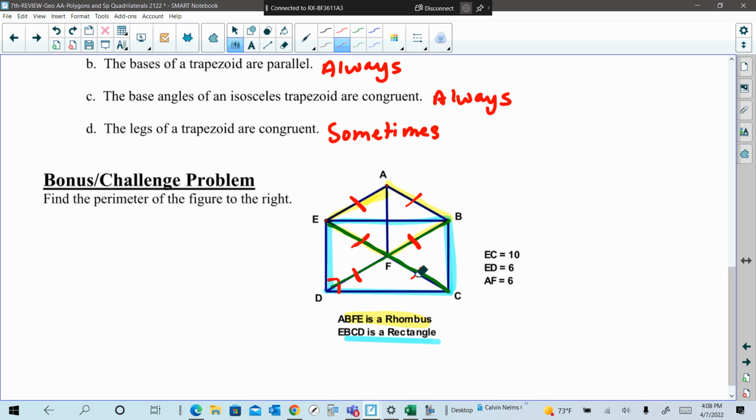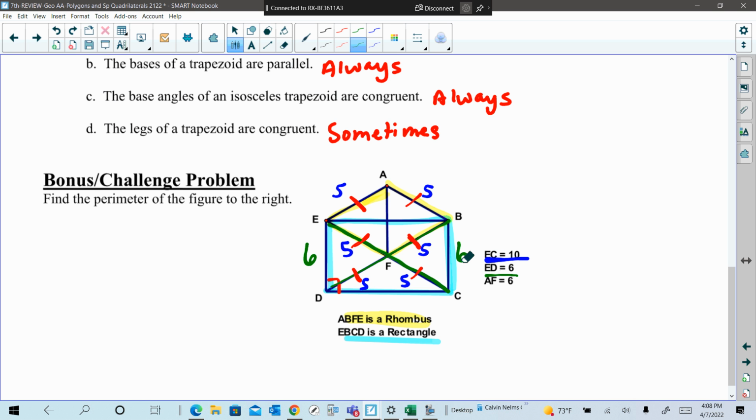Now, also, what we're going to do is start off with labeling what we have. EC, that is that whole diagonal, is 10, which lets me know that each of these parts here is going to be 5. So everywhere I see a tick mark, it's going to be 5, guys. And that'll hopefully help you get on the right track. Then it says ED is 6. Now that's part of my blue rectangle. In a rectangle, opposite sides are congruent.